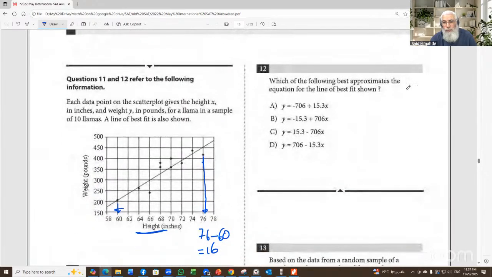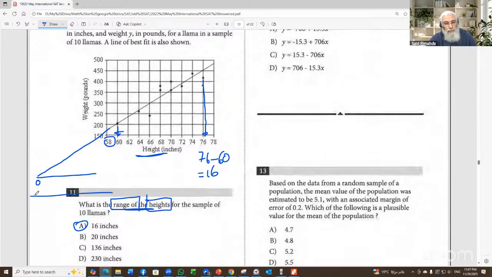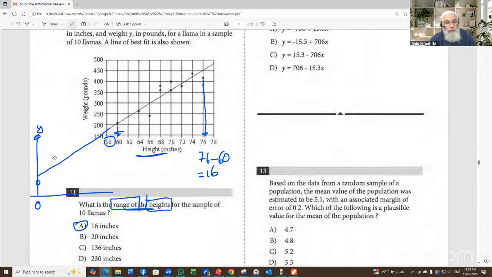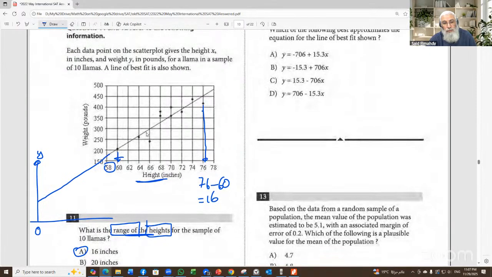Which of the following best approximates the equation for the line of best fit shown? So what is the slope? This is 58, so this is not the y-intercept. The y-intercept is at x equal to 0. We don't know what y is equal to. At x equal to 0, y might be equal to some number we don't know. So anyway, the slope is positive. The slope is increasing, so slope m is a positive number. So this might be correct. This might be correct. This is incorrect, and this is incorrect. So C and D are not correct.